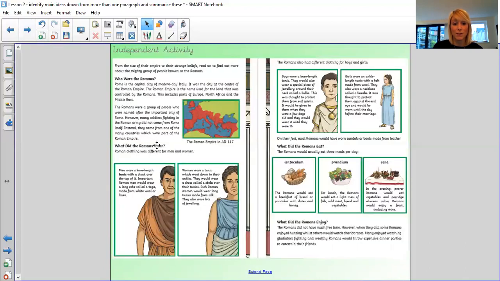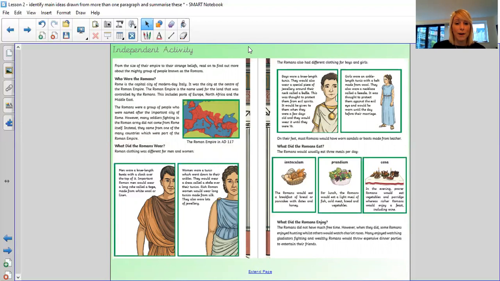So who were the Romans? What did the Romans wear? What did the Romans eat, and what did the Romans enjoy? And those are the 4 categories you're going to use for summarising your text today, which I'll show you in a moment. So let me read the text to you so I can make sure everybody's heard the text, but obviously do read it for yourself again at home or in school if you're with Mrs. Chamberlain with the key workers.